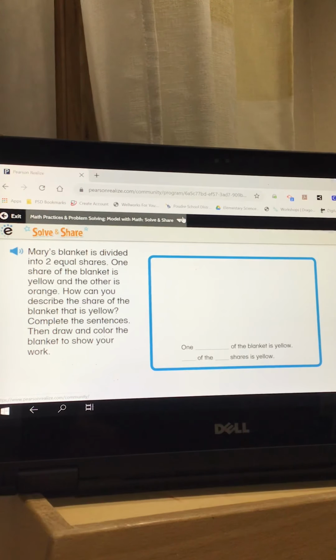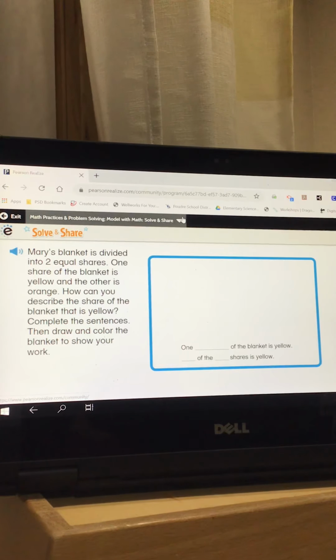We are on our last part of topic 15 before our review tomorrow. So like I said, this was going to be a fast topic. So make sure that we are understanding the differences between halves and fourths. Today we are going to start with our solve and share.